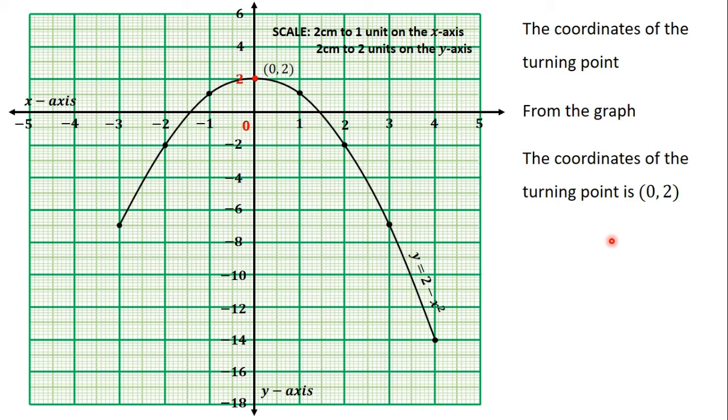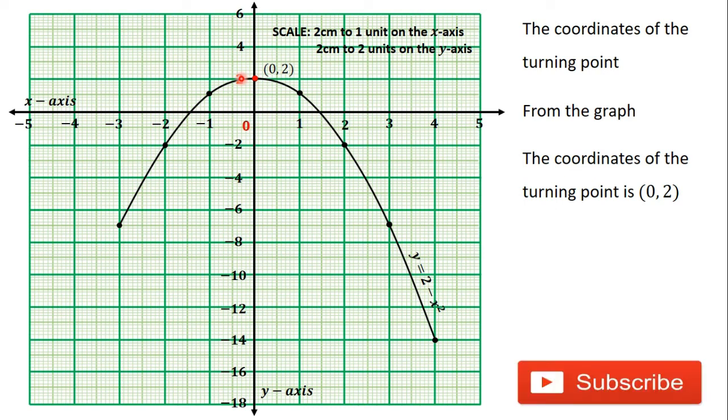So you see that finding the coordinates of the turning point of a function on a graph sheet is very easy. All that you need to do is to locate the point where the graph turns, then you trace it to the x-axis to get the x coordinate. After that, you trace it to the y-axis to get the y coordinate.